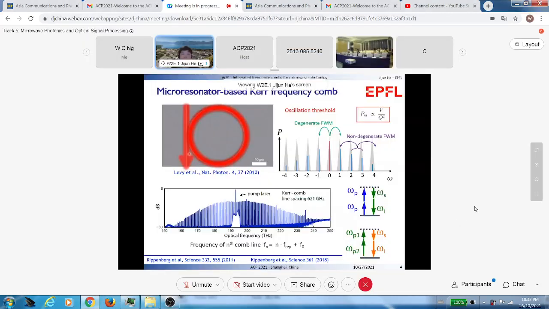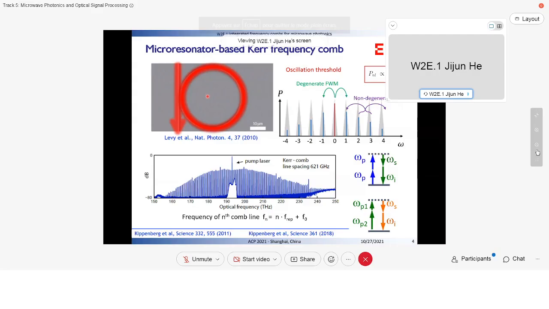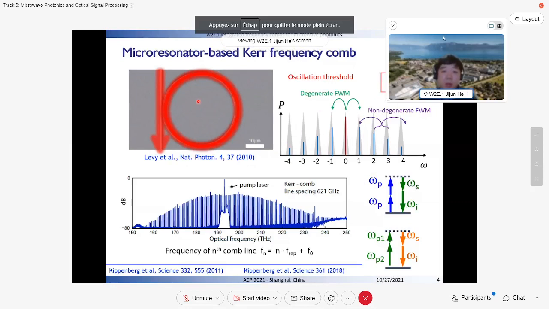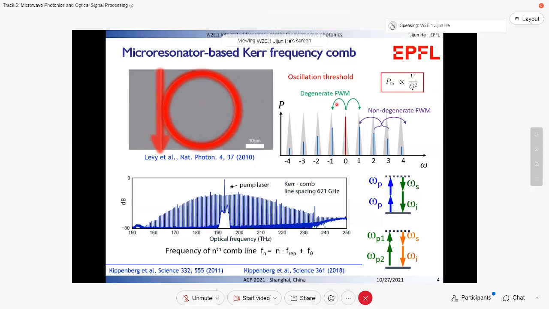Due to the strong temporal and spectral mode confinement, the threshold power of the parametric oscillation via the Kerr nonlinearity is significantly reduced to sub-milliwatt level. Then degenerate and non-degenerate four-wave mixing occurs and generates new frequency sidebands on other resonances. As a result, the output spectrum through the resonance consists of an equidistant grid of lines.